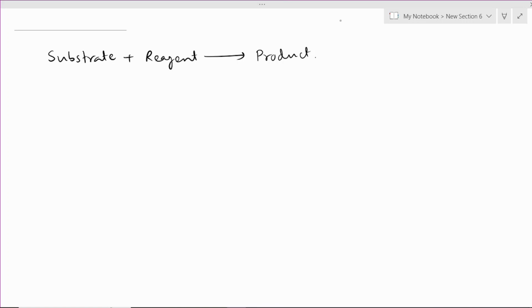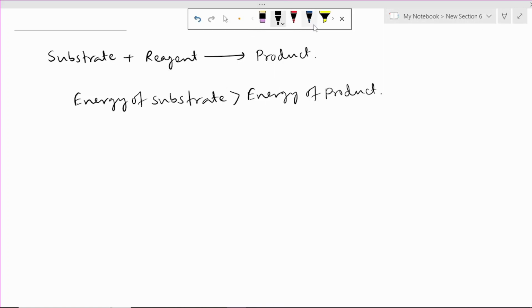So, from this concept, we can say that energy of substrate is greater than energy of product, because the substrate energy is high, that's why upon reaction it is converted into product and it loses some energy to gain stability. That's why we often see a graph like this.